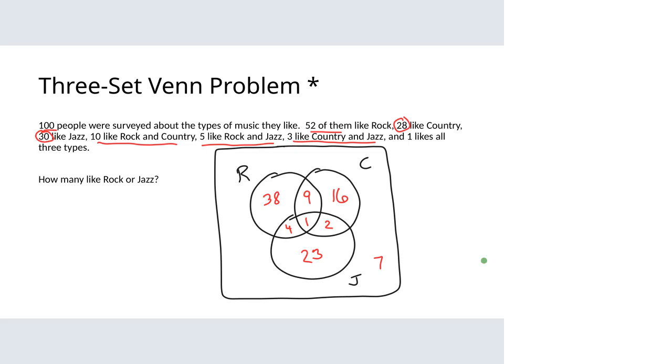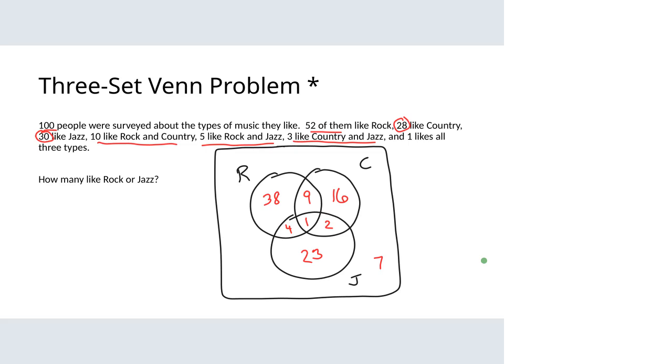The word or, which operation does the word or go with? Let's do that first. Union. Very good, Zochel. Very good, Leslie.